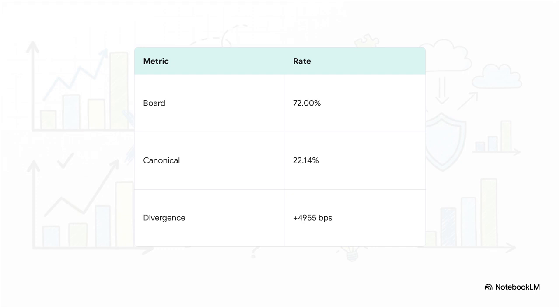And this brilliantly illustrates the power of the reconciliation engine. Remember the board's terrifying 72% default rate? The engine doesn't just say, hey, the board is 4,955 basis points higher than the baseline. It automatically generates a narrative explaining exactly why. It attributes that massive 4,955 basis point gap specifically to the board's conservative rule that categorizes 957 performing restructured loans as defaulted, whereas the canonical rule considers them performing. It even pulls specific exemplar loans to prove it. Instantly, a heated, stressful boardroom argument turns into an auditable, completely understandable fact.